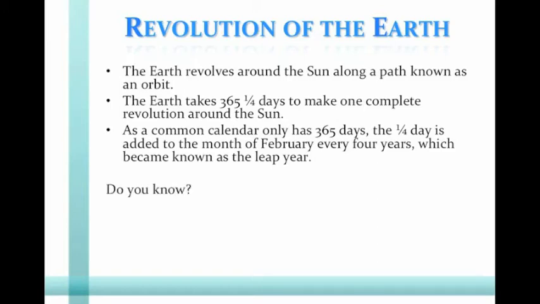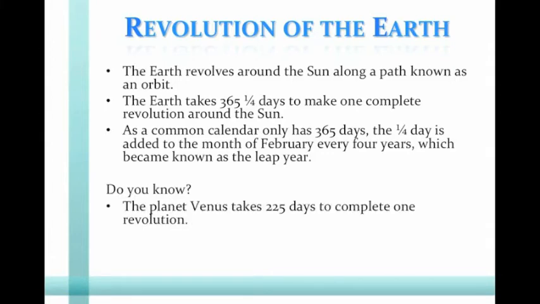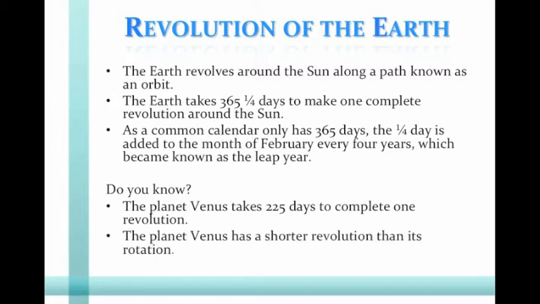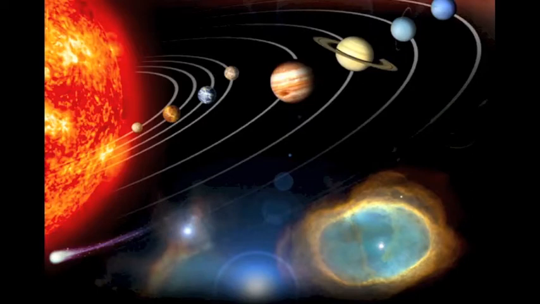Do you know that the planet Venus takes 225 days to complete one revolution? This also means that Venus has a shorter revolution than its rotation. In other words, a shorter year than its day. Here, we have an illustration of the orbits of the planets in our solar system as they revolve around the Sun. Can you name them all?